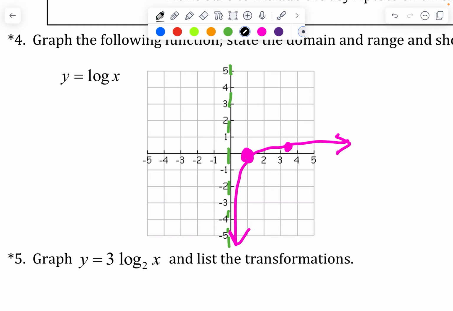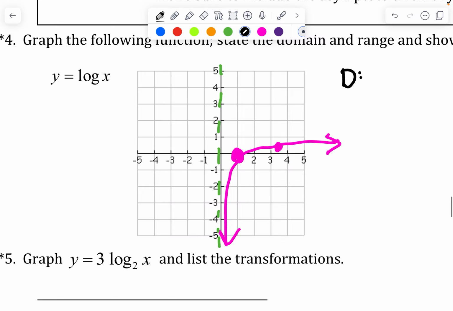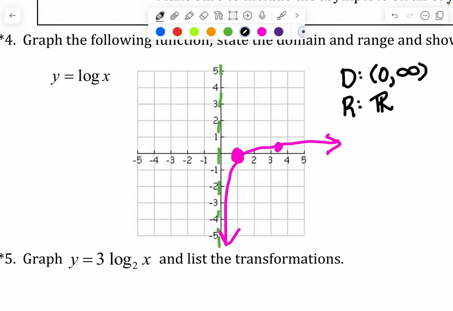So when I convert it, you switch your x and your y. Okay, switch x and y. So I'm going to have 2 to the x equals y. So let's do 3 points. Let's do -1, 0, and 1.